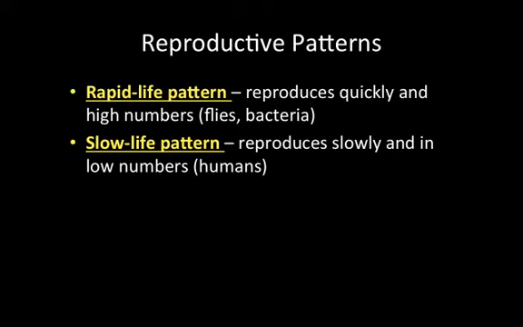They reproduce slowly and in low numbers and tend to live longer, whereas flies, bacteria, dogs, cats, rabbits, mice typically don't live quite as long, so they have rapid life patterns where they reproduce quickly and in high numbers.